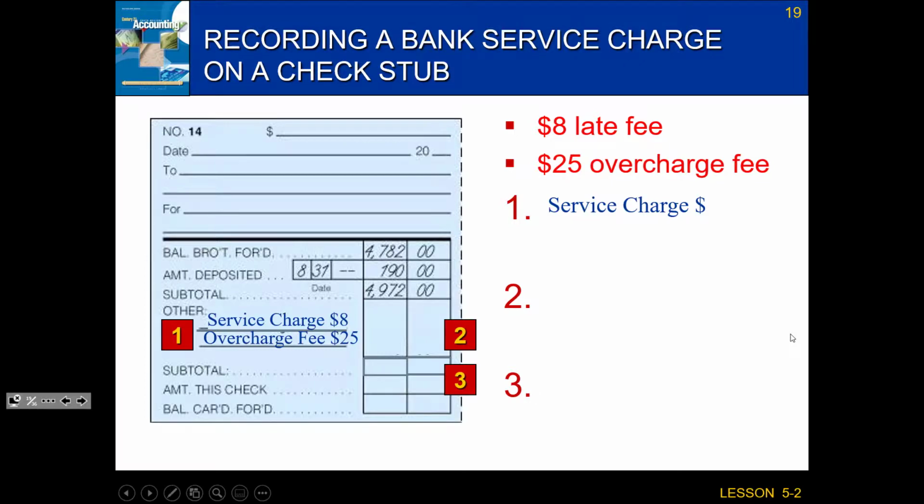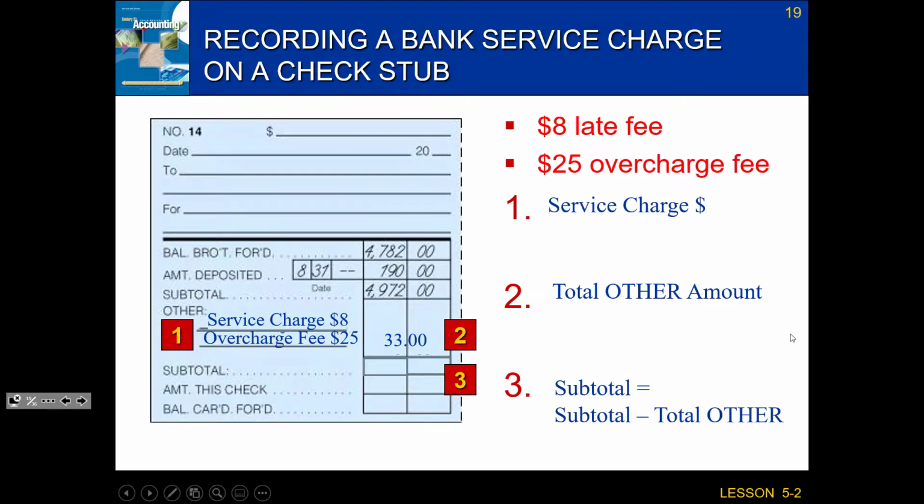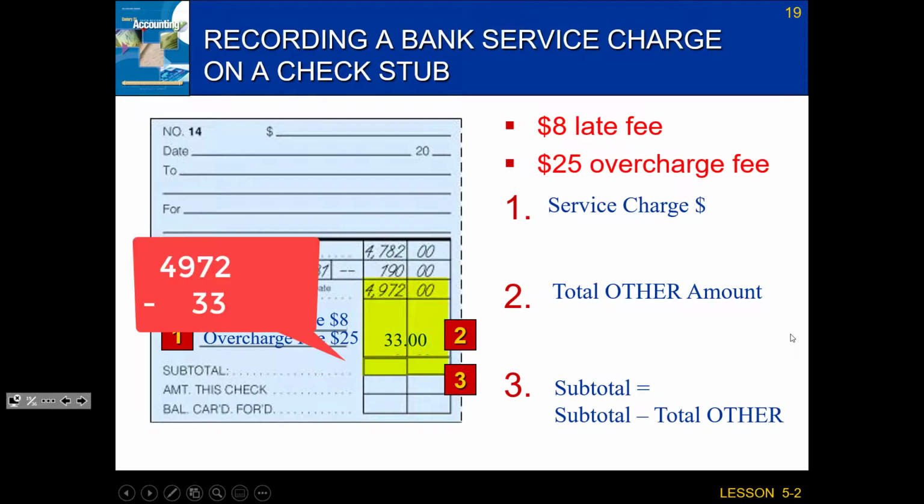The next thing I'll do is I'm going to total the whole other amounts. So in this case, I have $8 plus $25, and the total of all my other amounts was $33. And then the last thing is I have to do a subtotal. So I'm going to take my previous subtotal of $4,972, and I'm going to subtract any of those other fees. So subtract $33, and that means that actually in my bank account, I only have $4,939.